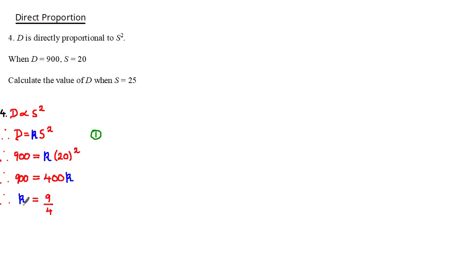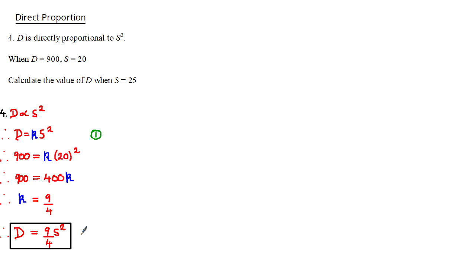So now we've found k, we need to simply sub this back into our equation 1 to work out that our general formula for d in terms of s is d is equal to 9/4 s squared. Okay, and notice that this is actually a quadratic formula showing the non-linear relationship between two variables d and s that are directly proportional. Okay, so now we've found our formula.